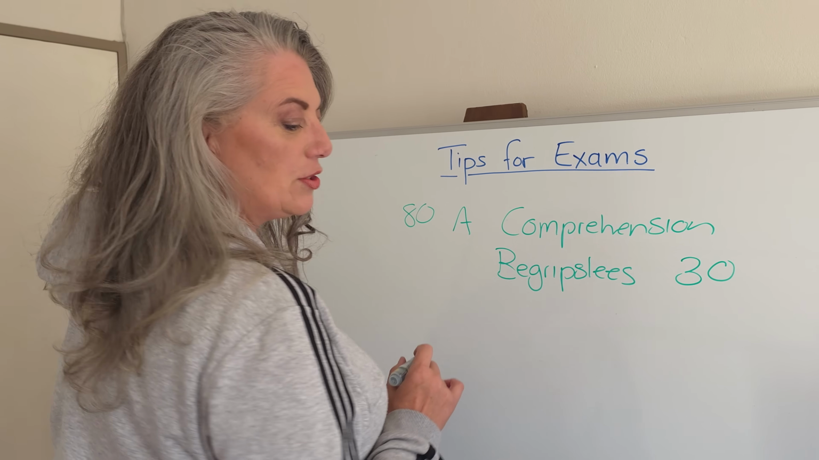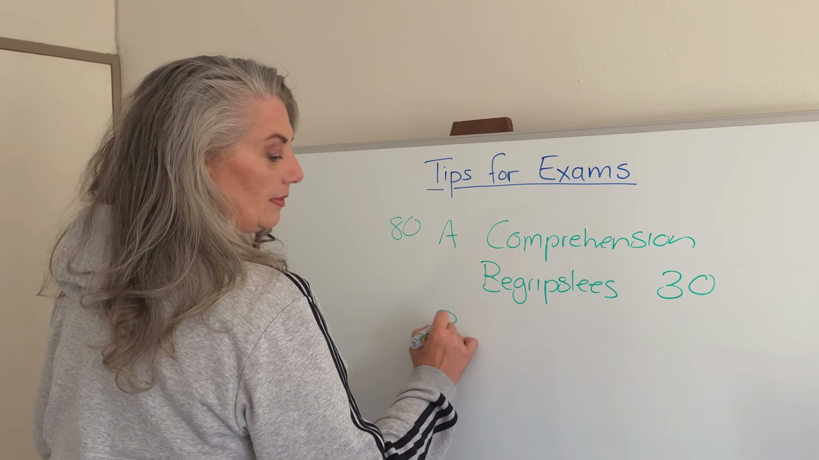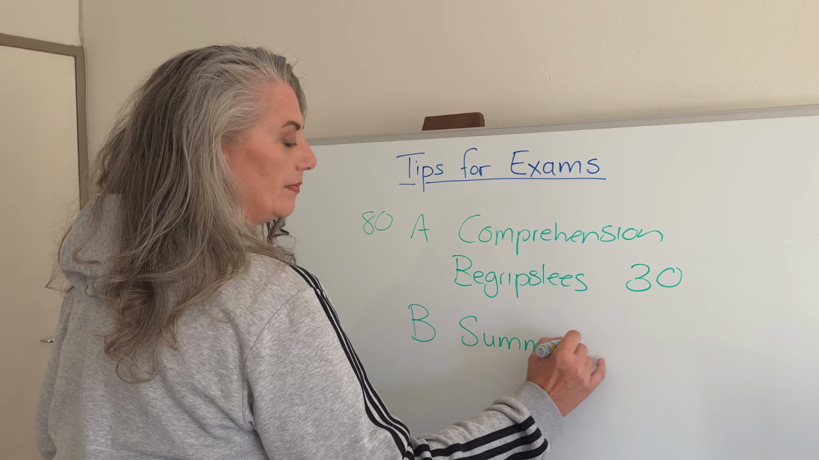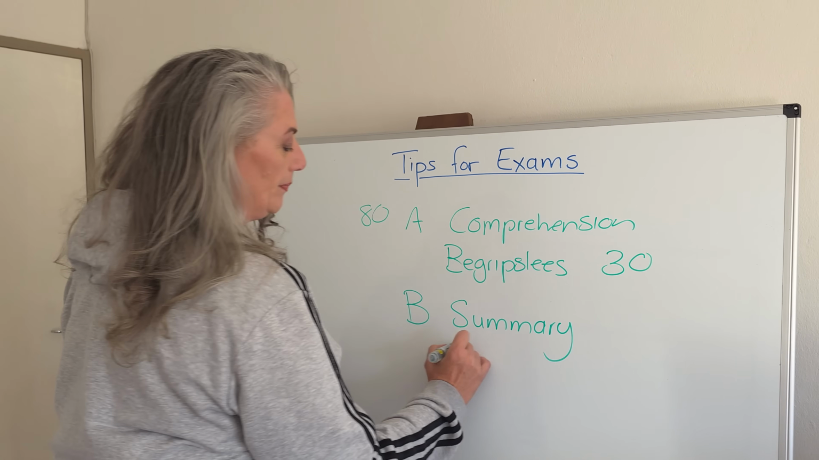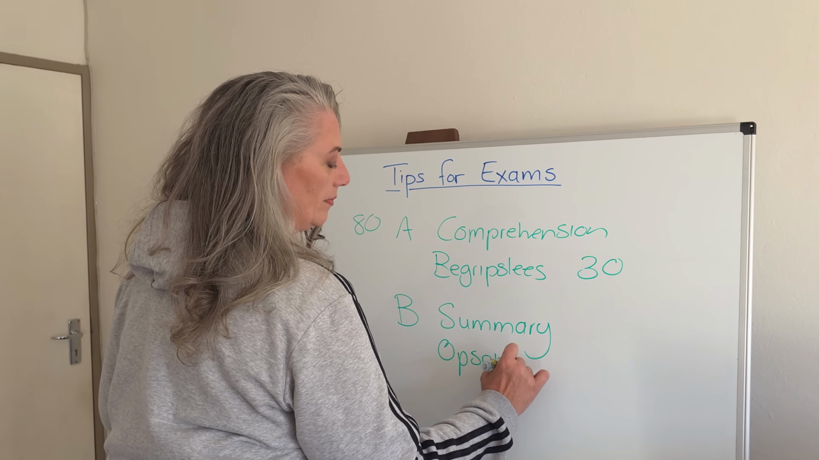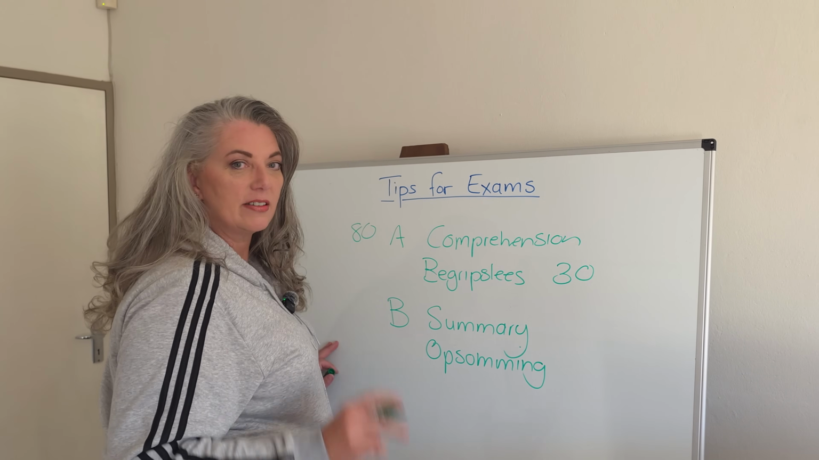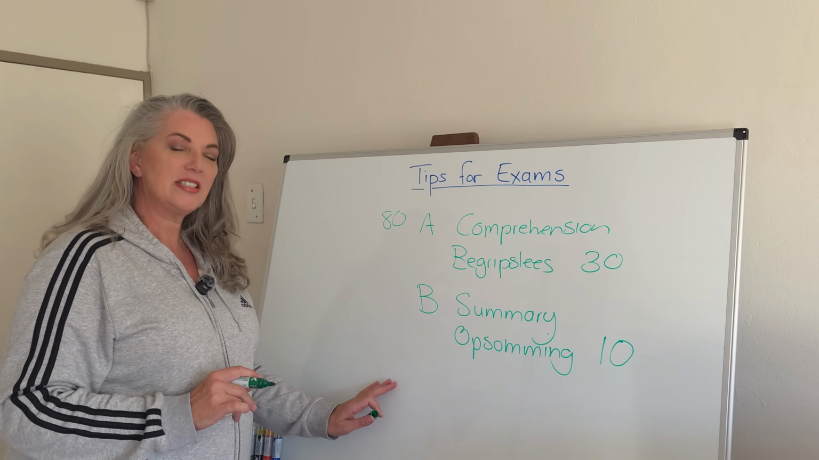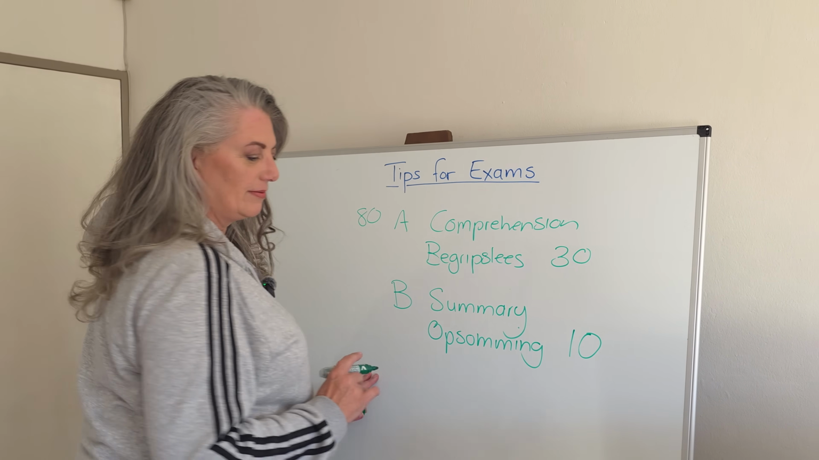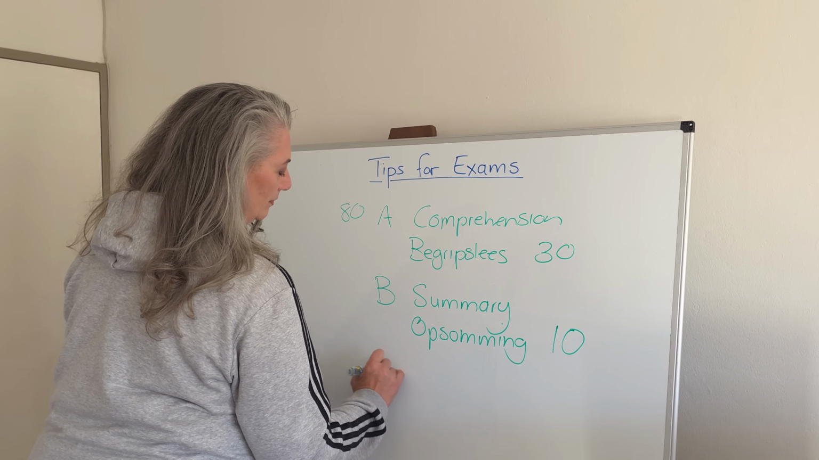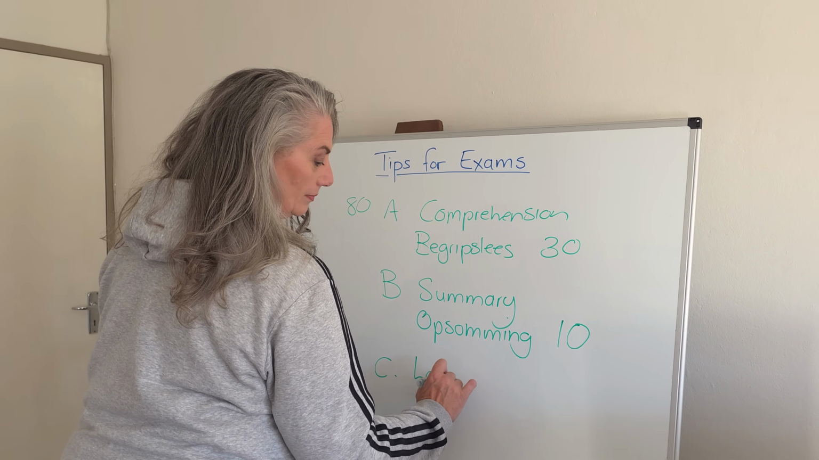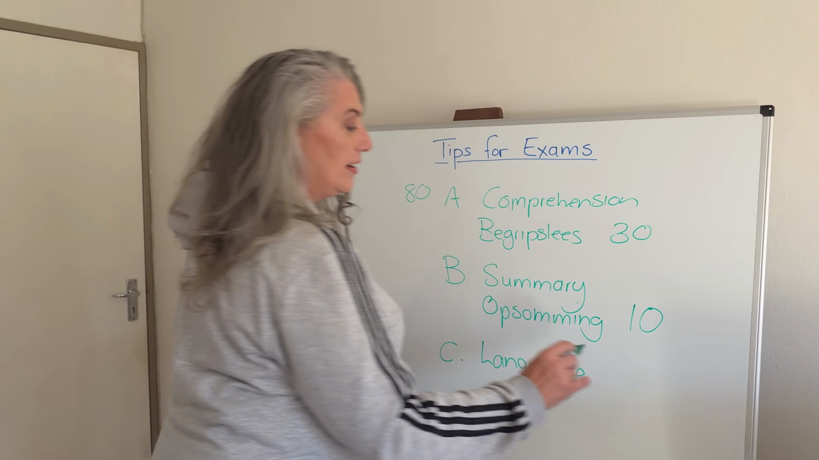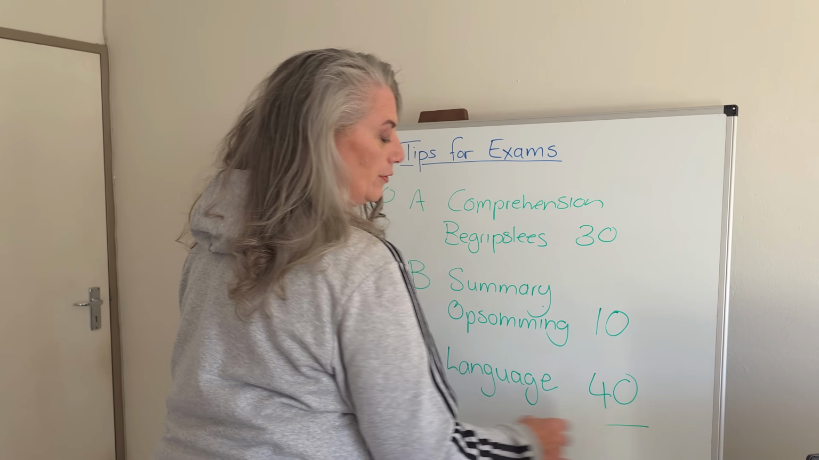The second section, section B, is your summary or your opsomming. And that is 10 marks. And then the last section, section C, is your language section. The language section. That is a full 40 marks.